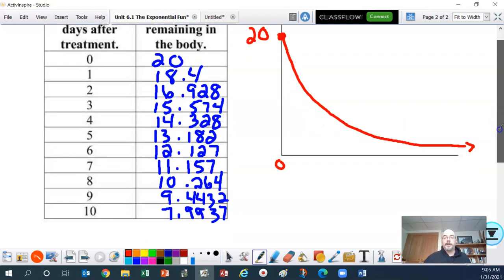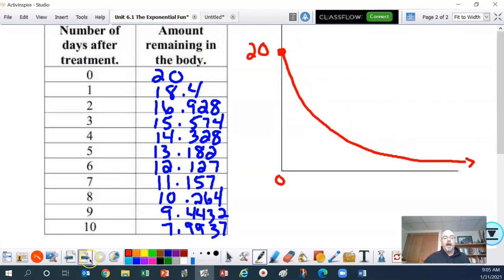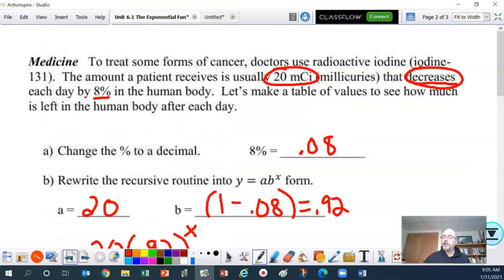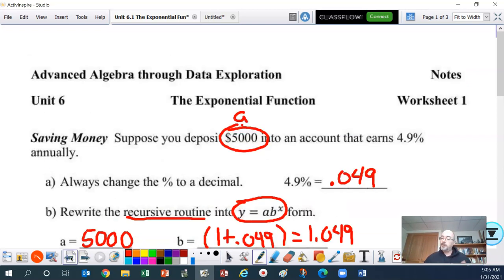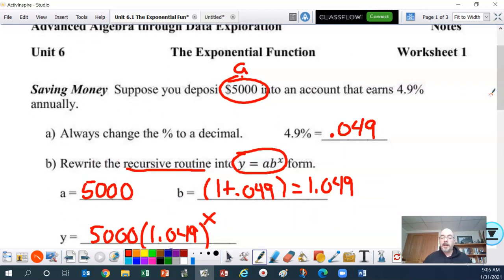All right, let's see. That was it for that problem. I think I've got one more. Nope, that was it. That was the whole lesson. So we've got an example of exponential growth, and we've got an example of exponential decay. Pretty straightforward. If you need to, rewatch any part of that. Otherwise, I will see you soon.